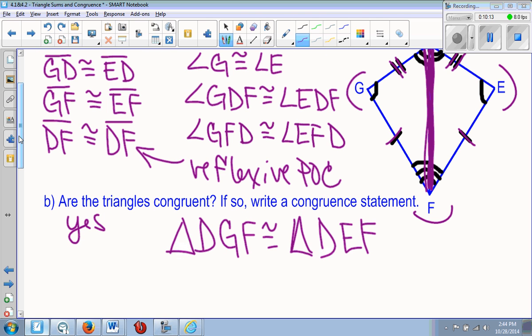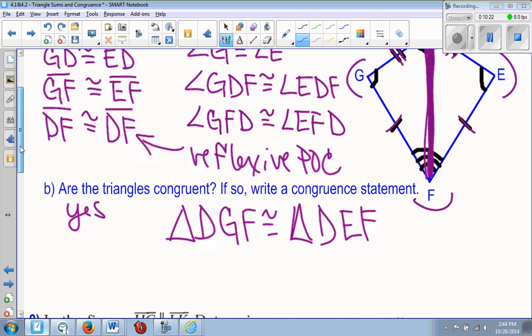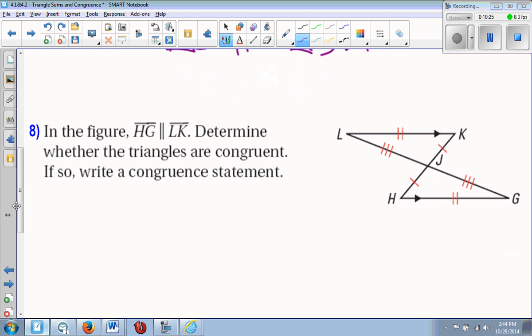Now, can those be shuffled around? The answer is yes. However you shuffle the first name, the second name would have to be shuffled in the same manner. The bottom, number 8, wants you to determine whether you have congruent triangles.